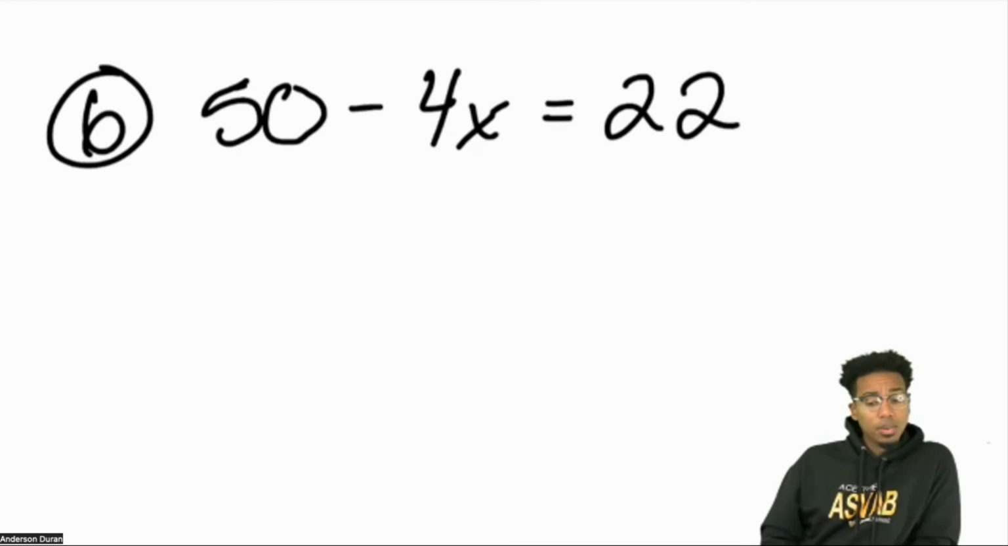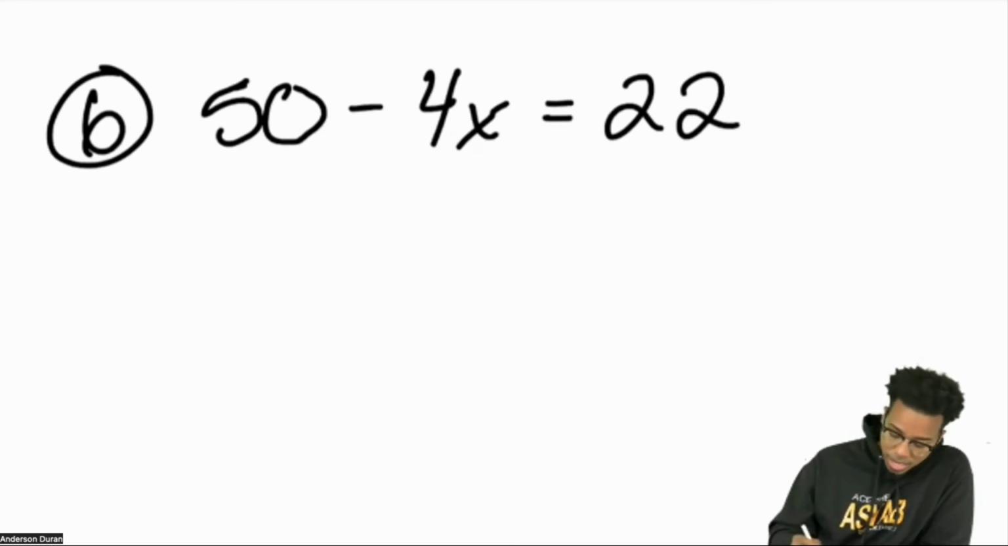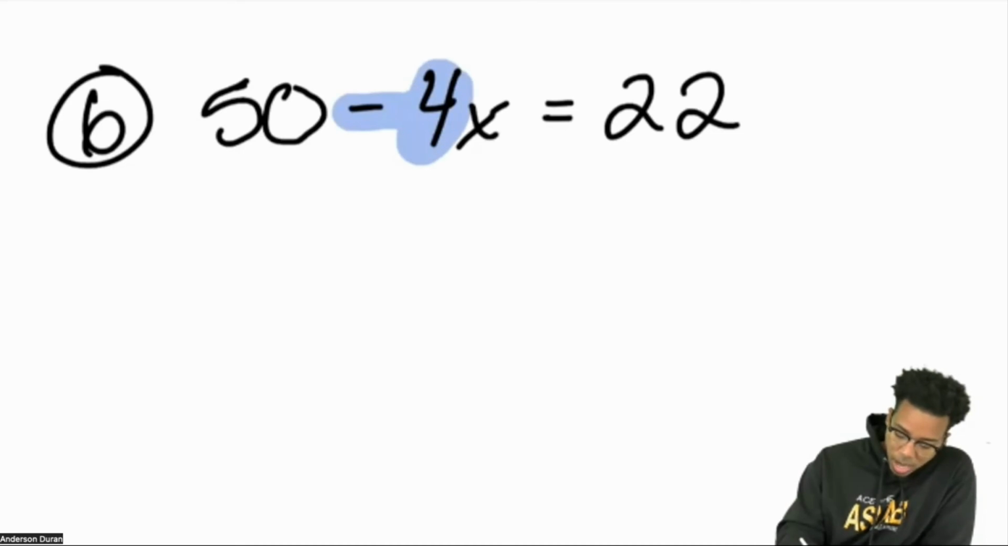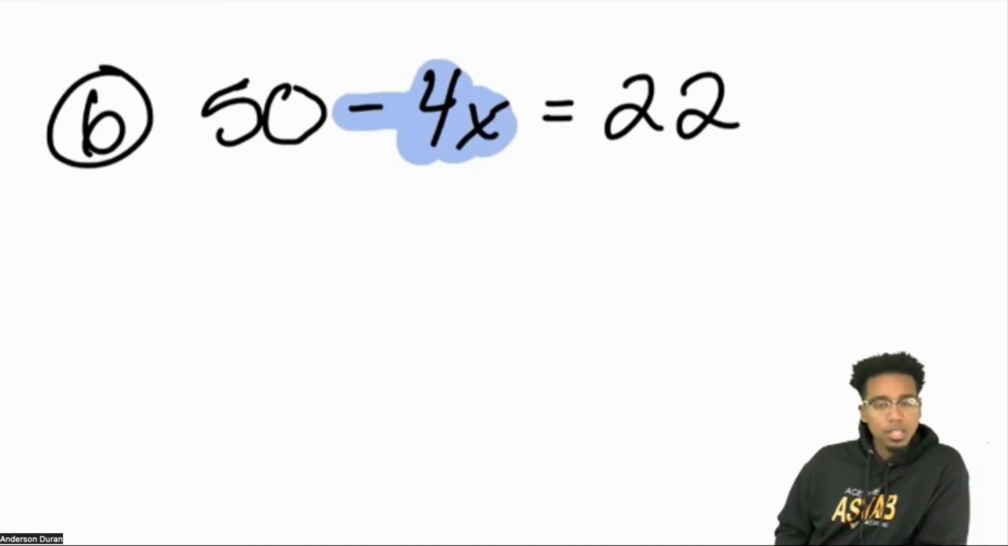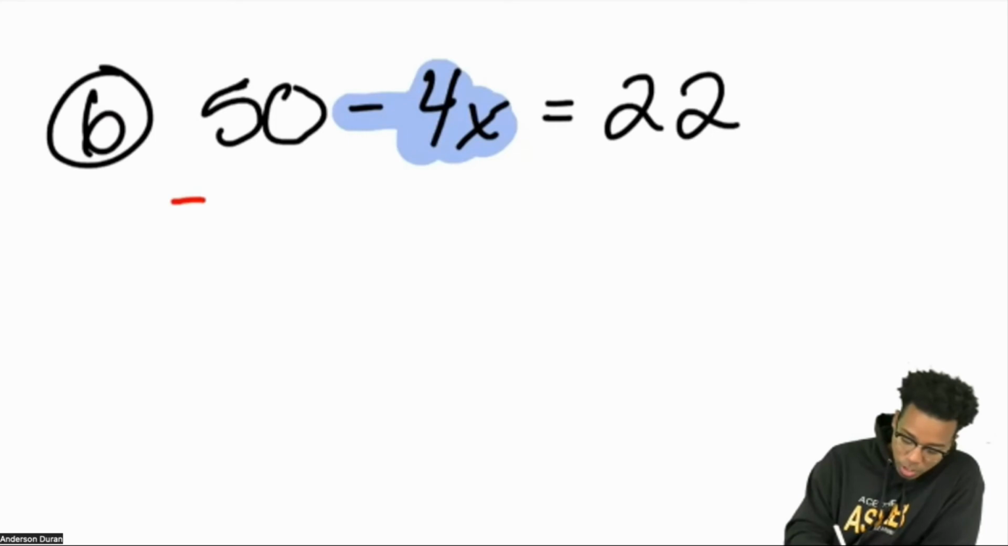Yeah, everybody, we're trying to get rid of that 50 first. It's the furthest thing away from the x. Right now, that -4 is hugging the x. The 50 is by itself. So think about if you're a lion trying to hunt a gazelle, you want to go for the one that's away from the pack, that's unaware, that's not safe. So get rid of the one that's away from everything first. So here we have that 50 just sitting there. So I'll subtract 50 on both sides.